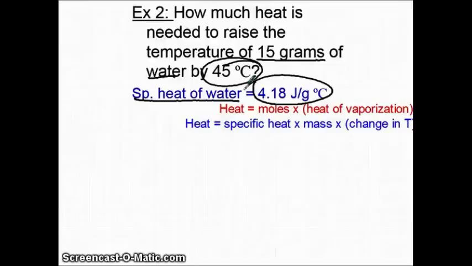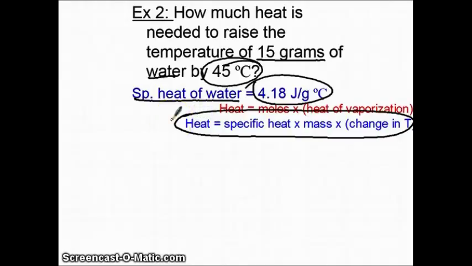We're not trying to boil it, we're not trying to melt it, so we're just trying to raise it. So we're just going to use this one here. The heat equals specific heat times the mass times the change in temperature. Now that we know what equation we're going to use, we want to make sure everything's in the right units. We need temperature to be in Celsius, which it is. We need our mass to be in grams, which it is here. And we need our specific heat, which we have. Alright, so we're ready to start.